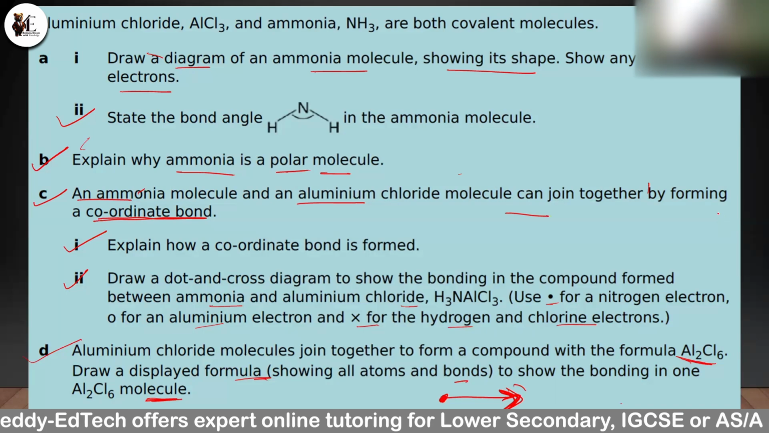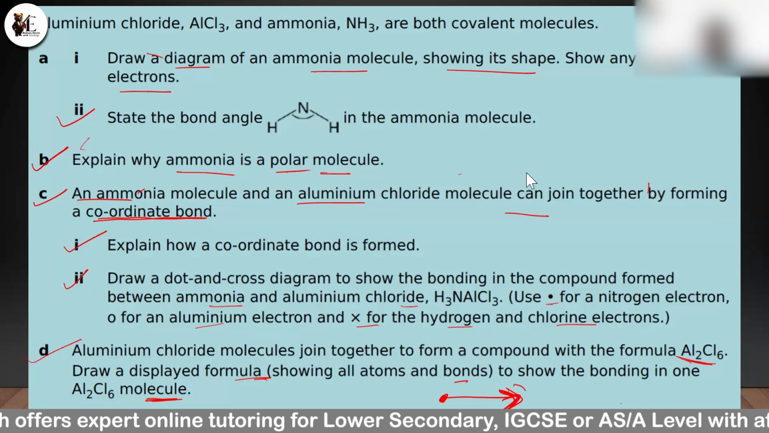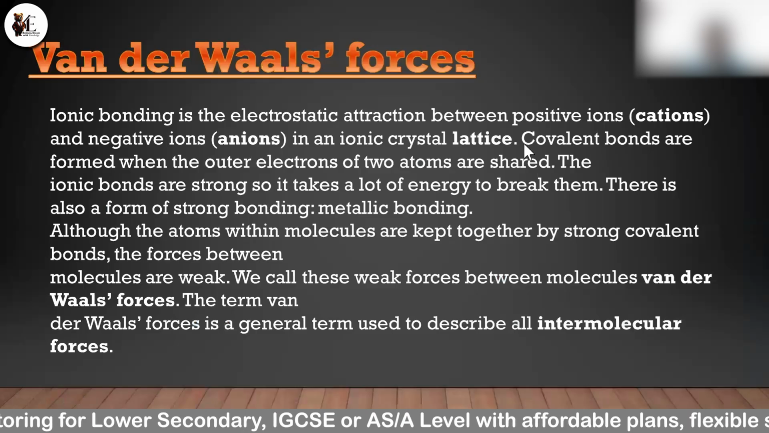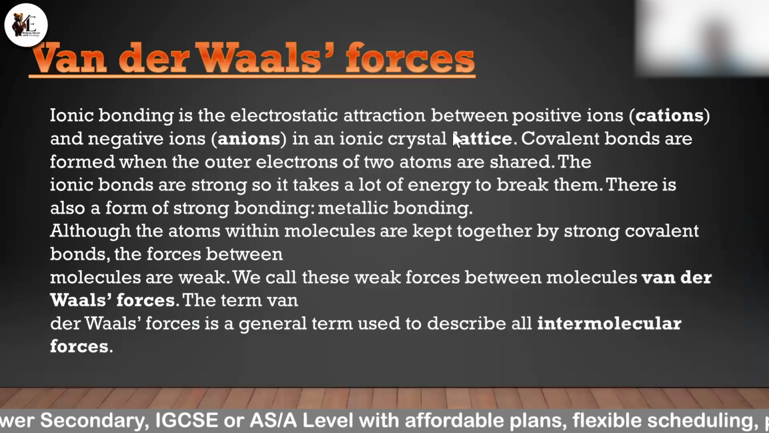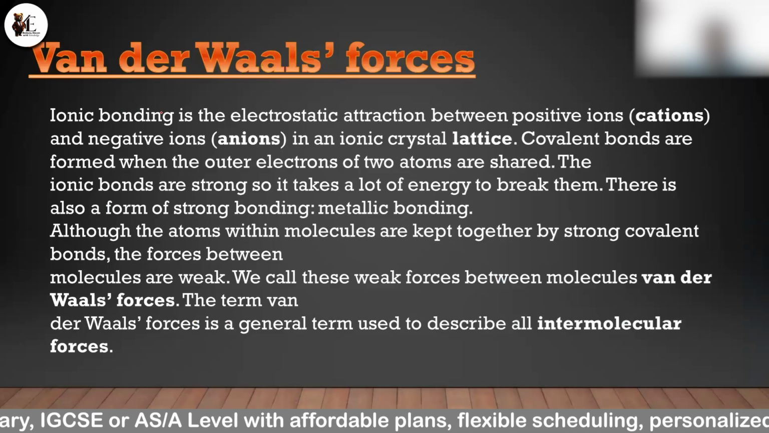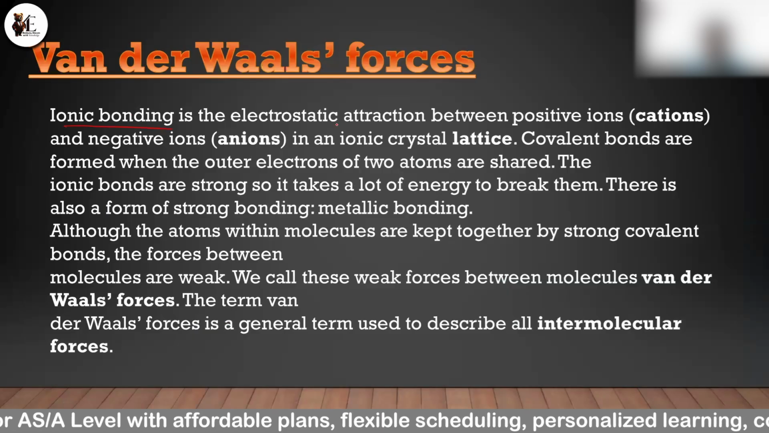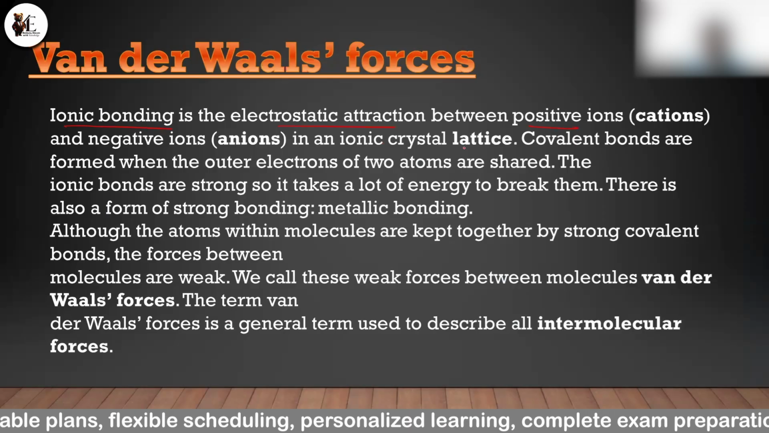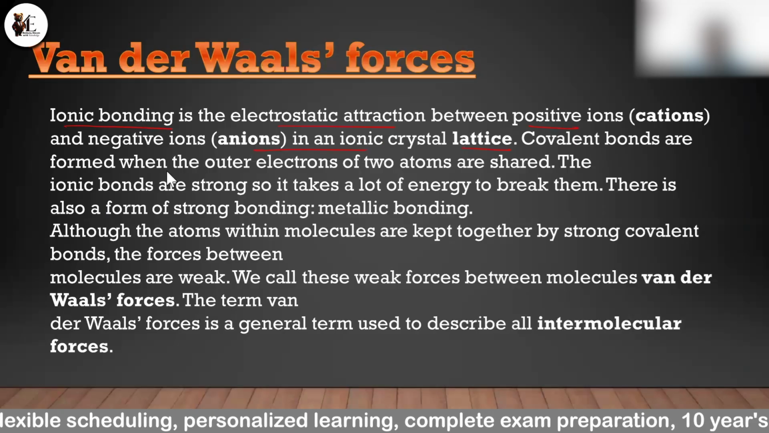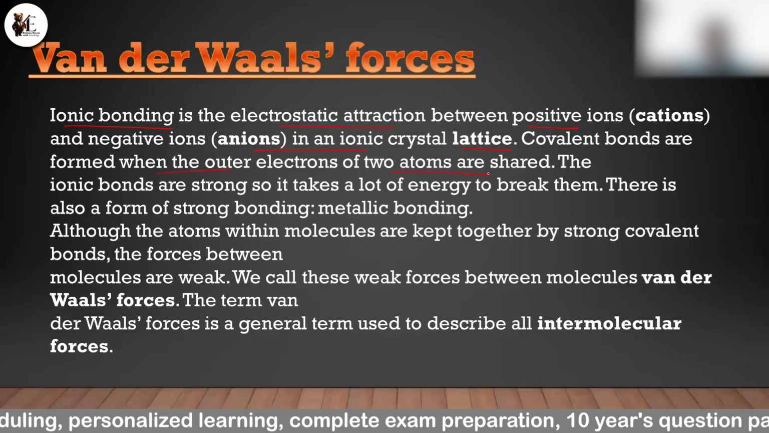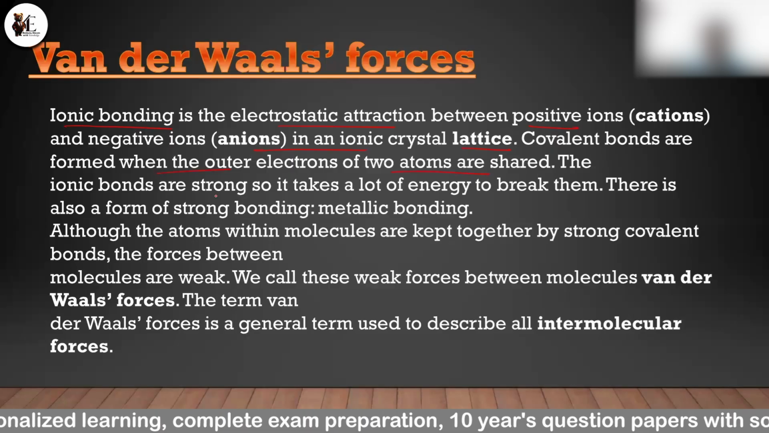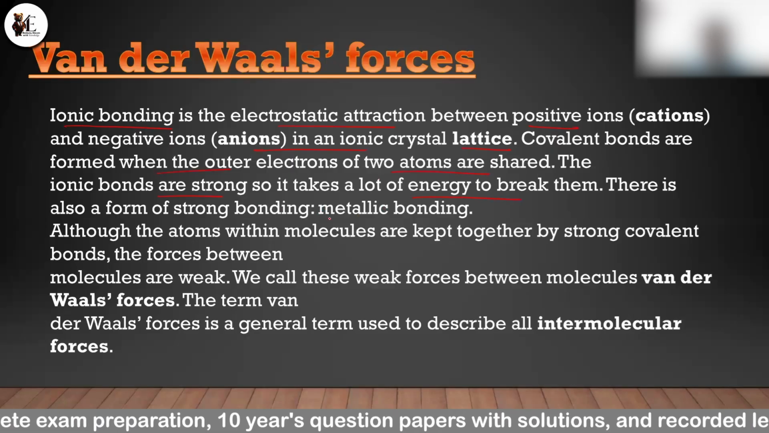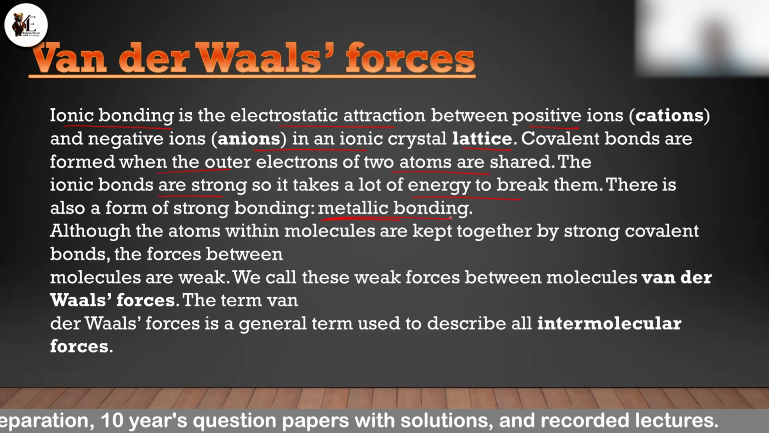Yes. Now the last topic is van der Waals forces. So what are van der Waals forces? They are basically the weakest forces. It is a general term to represent all the intermolecular forces. Ionic bonding is the electrostatic attraction between positive ions and anions in an ionic crystal lattice. Covalent bonds are formed when outer electrons of two atoms are shared. Ionic bonds are strong. It takes a lot of energy to break them. Another strong bonding is metallic bonding.